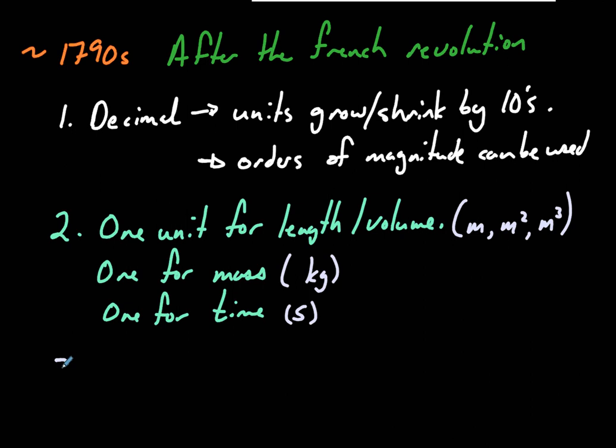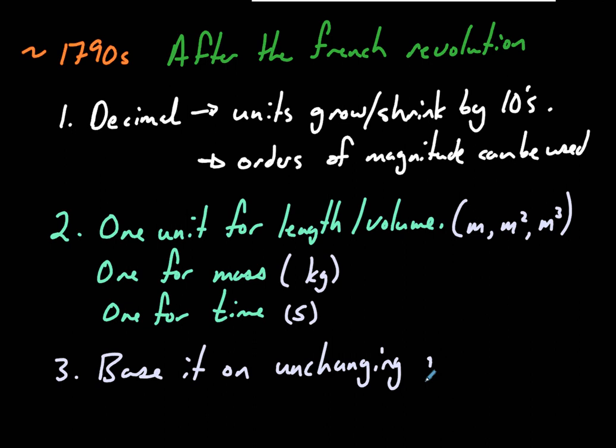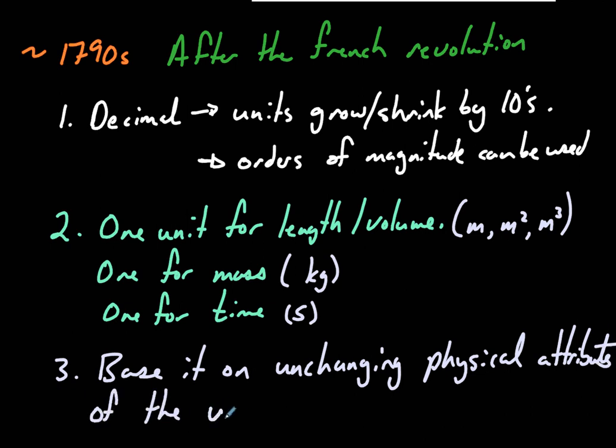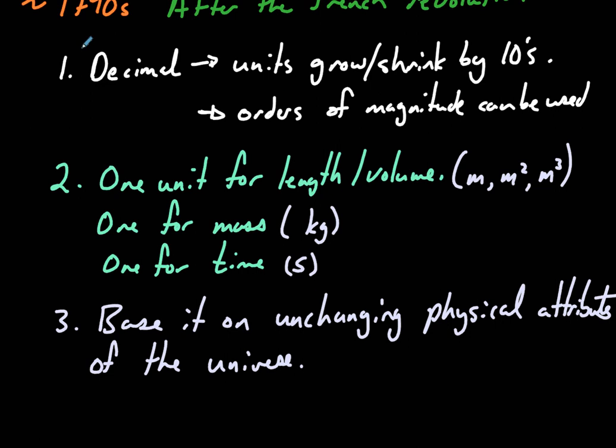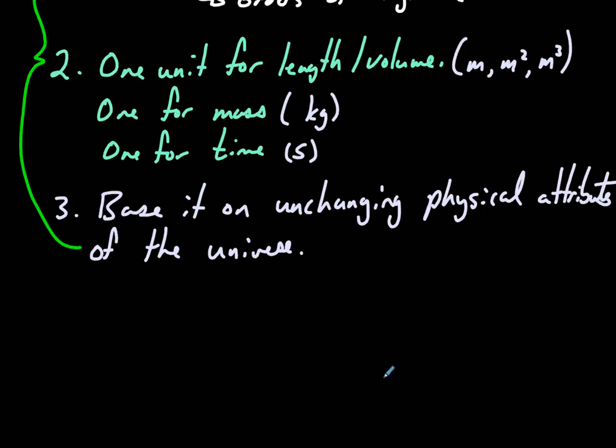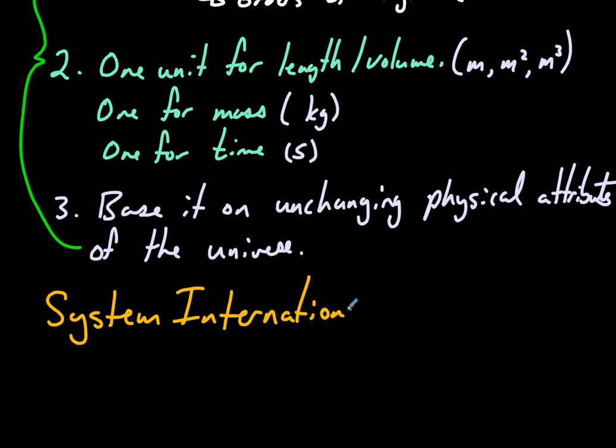Okay, and the third is to base it on unchanging physical attributes of the universe. Okay. So these are the features of the new measuring system, which is also known as System International nowadays, or you often hear it just referred to as SI, the SI measurement unit.